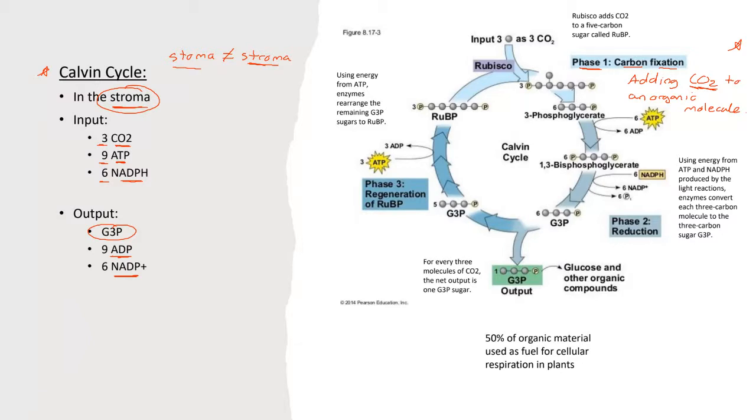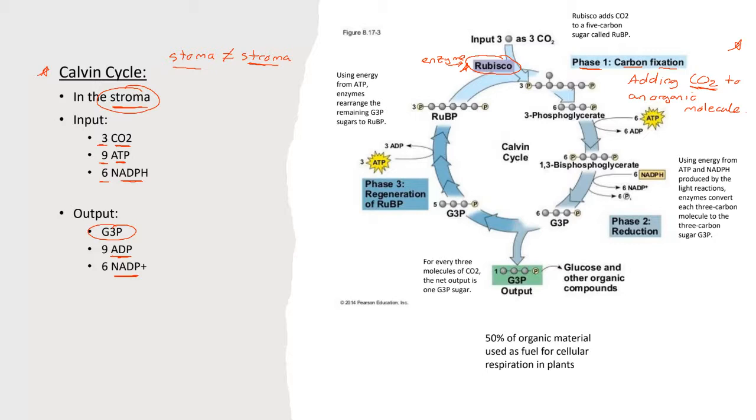Now, another thing you need to know about this is what makes it happen: Rubisco. Rubisco is an enzyme. And what is the importance of this enzyme? It is said that Rubisco is the most abundant enzyme on Earth. And what is Rubisco going to do? Well, Rubisco is what's going to lead this carbon fixation.